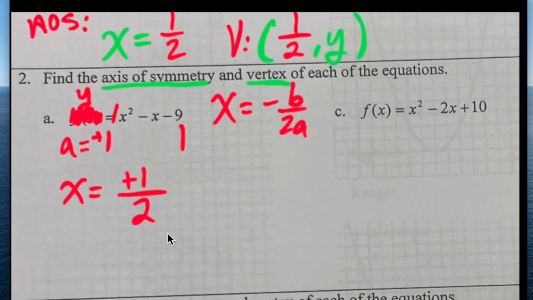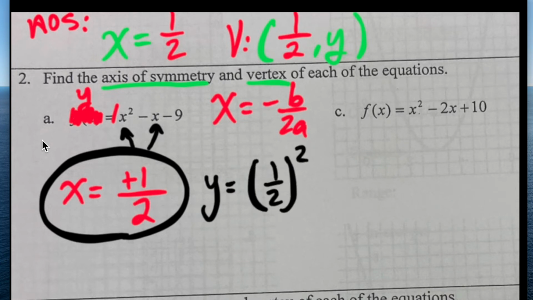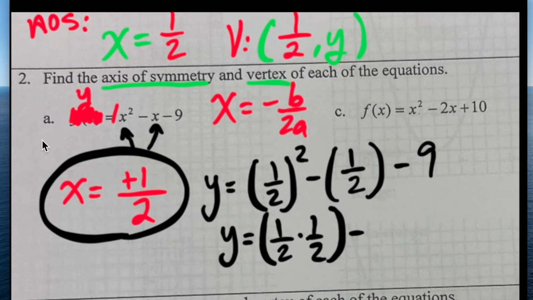All right, so let's now take x equals 1/2 right here, and we're going to take this value, plug it in anywhere we see x, and whatever it evaluates to, that's going to be y, and that is going to be the y value of the vertex. All right, so we are going to have y equals 1/2, if it helps, put it in parentheses, squared minus x, which is 1/2, minus 9. That's going to be y equals 1/2 times 1/2 minus 1/2 minus 9. Okay, whenever you are multiplying fractions, you are allowed to multiply straight across. All right, let me make some room here.